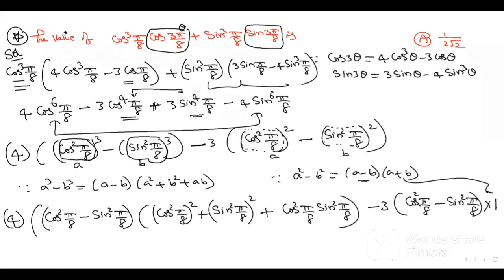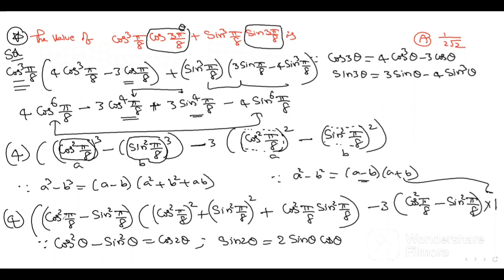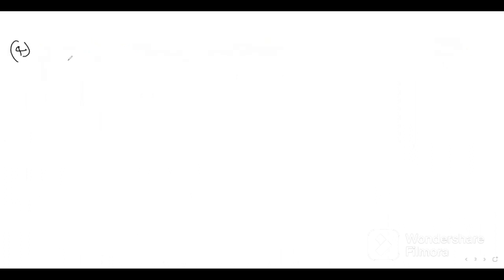What is the formula? Cos 2 theta formula: cos square theta minus sin square theta. And sin 2 theta we have the formula 2 sin theta cos theta. Now it is going to be 4 times of cos square pi by 8 minus sin square pi by 8. Theta value is pi by 8. What is the formula? Cos 2 theta, cos of 2 into theta value pi by 8.